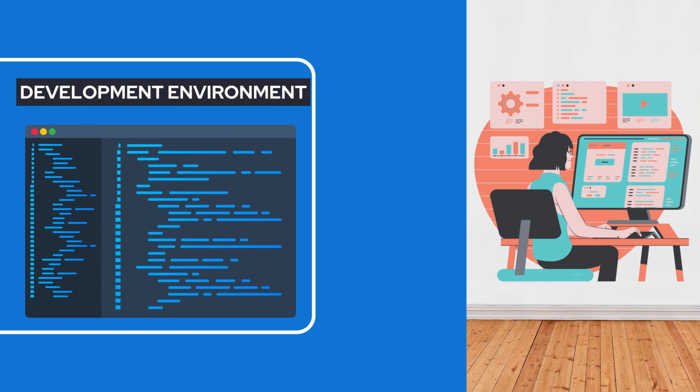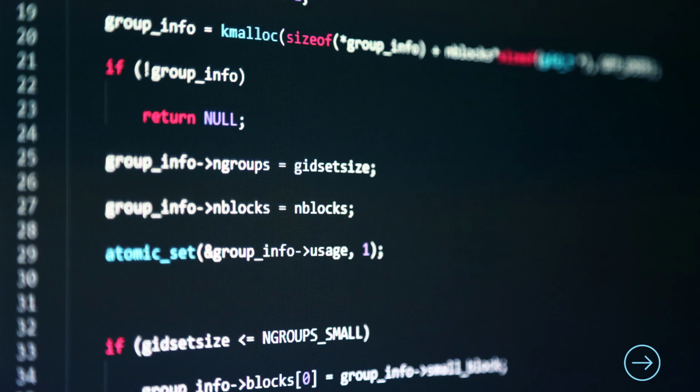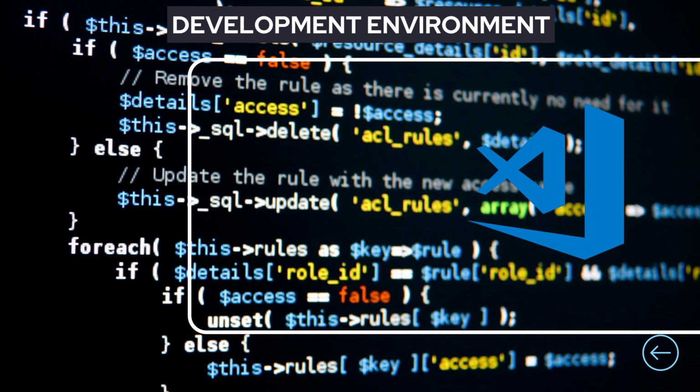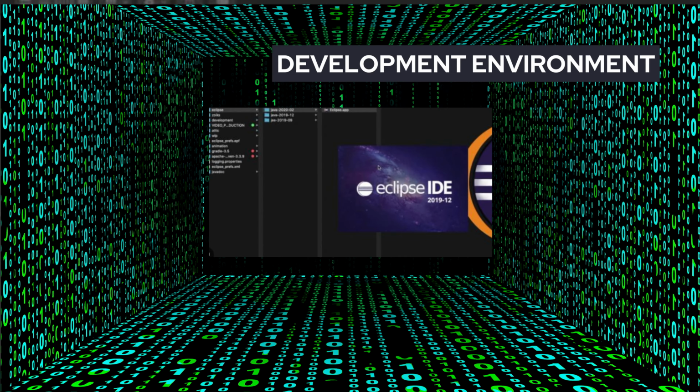You'll need an integrated development environment, IDE, or a text editor to write your code. We recommend using SAP Web IDE, which is a powerful web-based IDE specifically designed for SAP UI5 development. You can also use other popular IDEs like Visual Studio Code or Eclipse with SAP UI5 plugins.